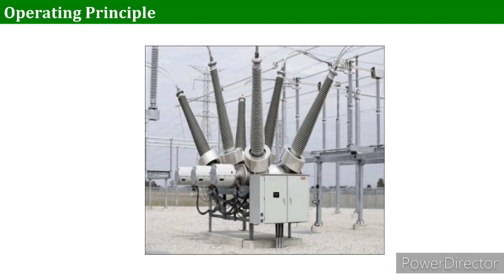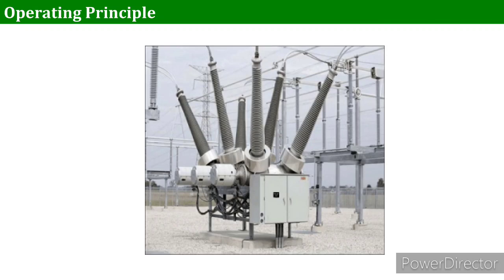Let's discuss the basic operating principle of a circuit breaker. Remember, this is not the operating principle of any specific type of circuit breaker. This is a general operating principle of how a circuit breaker operates when we install it. So we can say a circuit breaker consists of fixed and moving contacts, which, like I said earlier for make or break, are called electrodes.